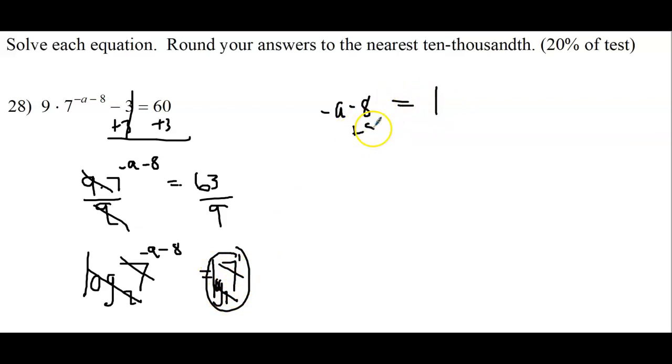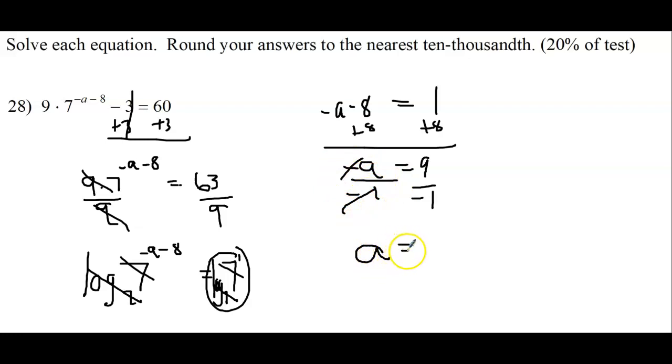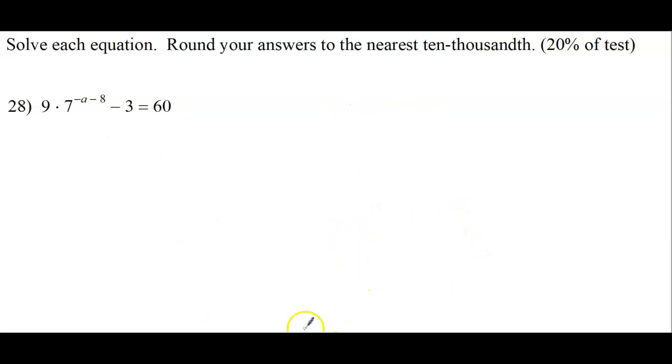So we're going to add 8 on both sides, like so. And then we're going to divide both sides by a negative 1. And then we end up with a is equal to negative 9. Final answer. Continue onward.